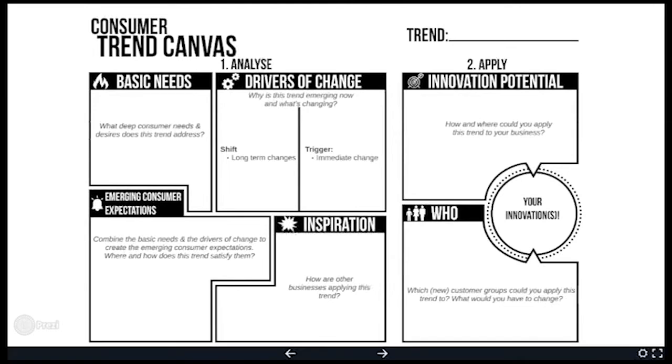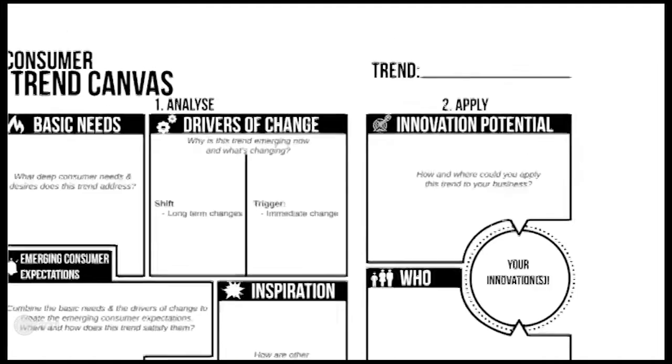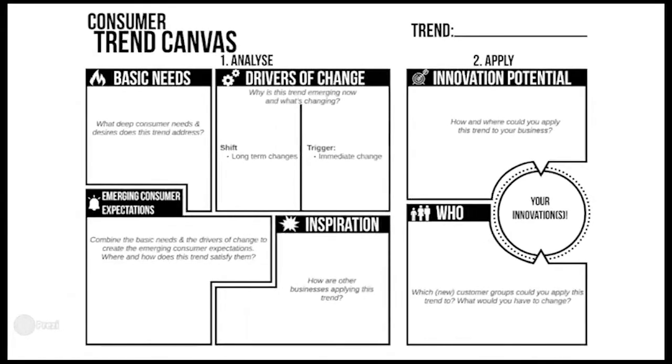As you can see, the Trend Canvas consists of two parts. The left part is to analyze your trend, and the right side is to apply it. When you've chosen a trend, you can fill it in here. This is a must for using the Trend Canvas. Without any trend, you cannot use the Trend Canvas.